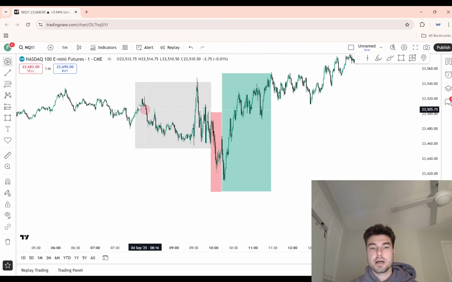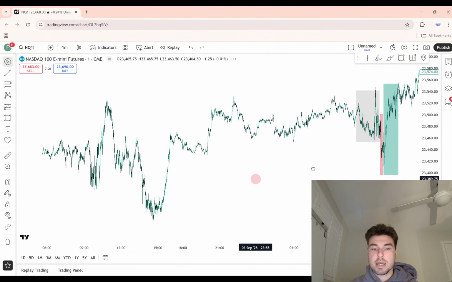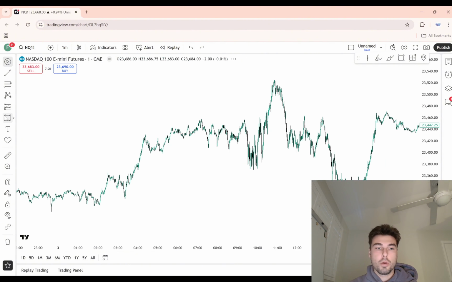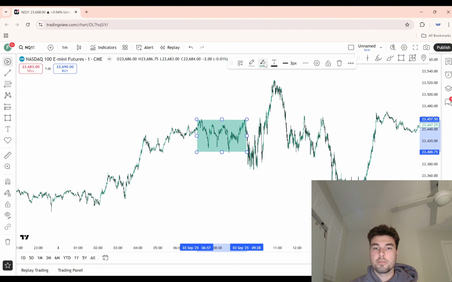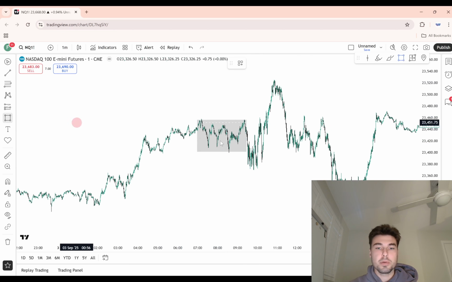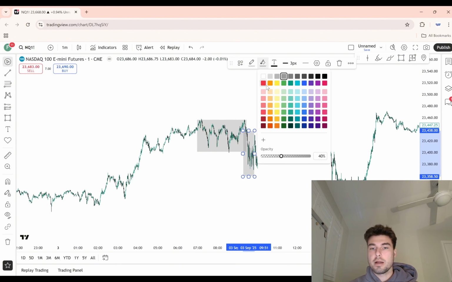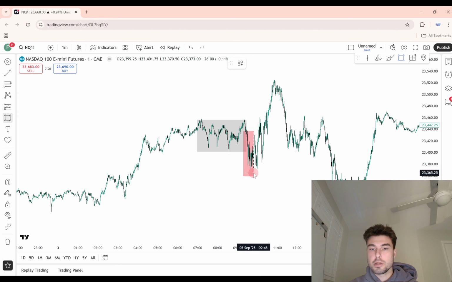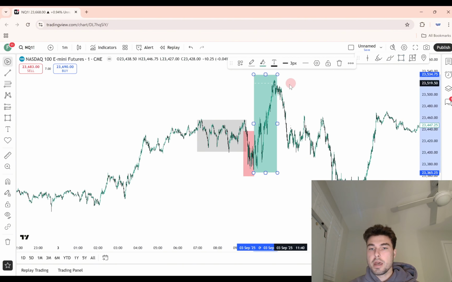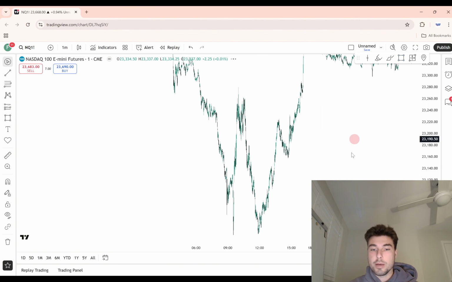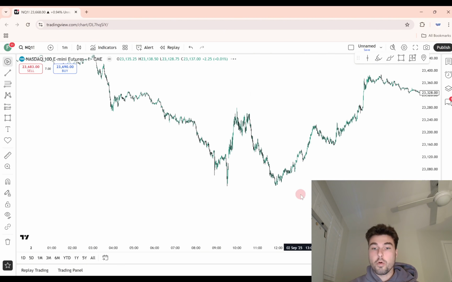We can see what price does. We accumulate, we manipulate, and we distribute. If we go back to previous days, look at this day. We accumulate here, we'll mark this out in gray. We manipulate down like this, we'll mark that out in red, and we distribute here, we'll mark that out in green. Now you're gonna be surprised how many times this actually occurs for the New York session.